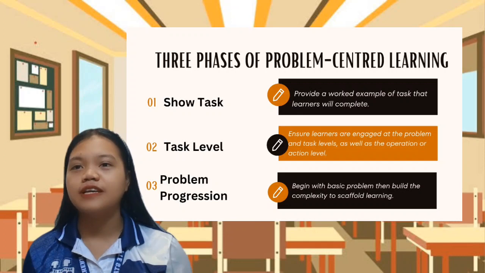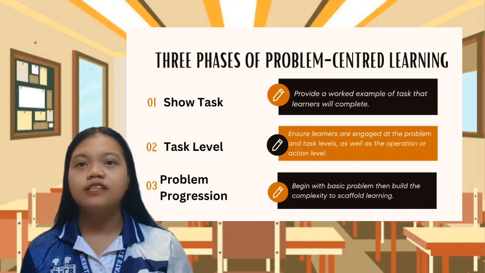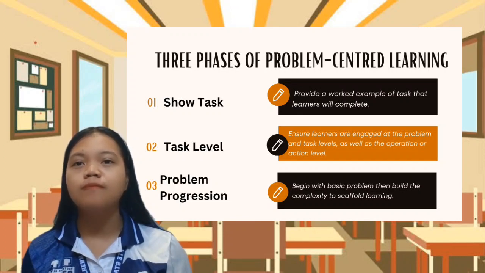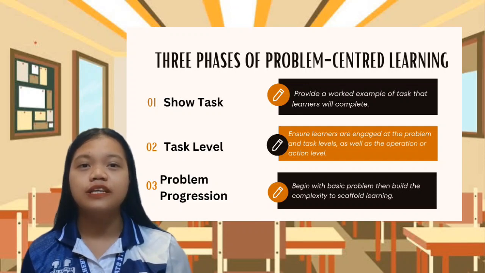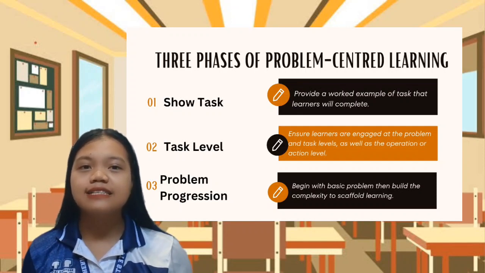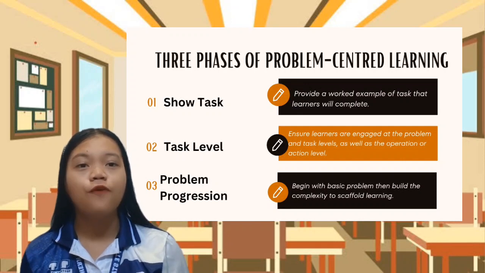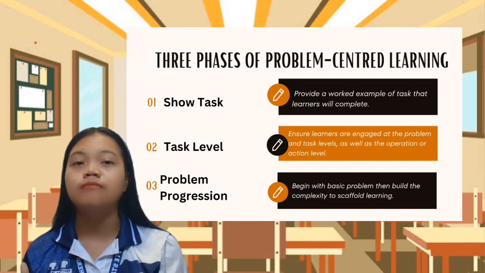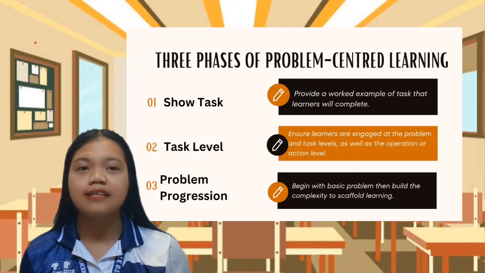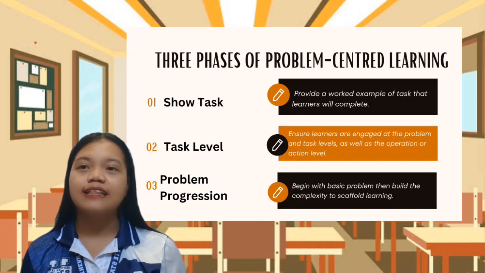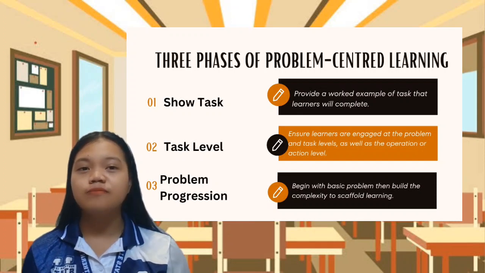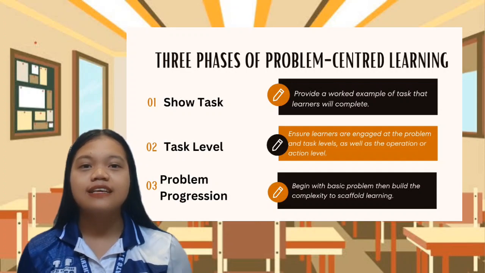So the second phase is the task level. It ensures learners are engaged at the problem and task level, as well as the operation or action level. So ensuring engagement at the problem, task, and action levels is crucial for effective learning. At the problem level, students need to understand the underlying issues or challenge they are facing. At the task level, students must comprehend the specific task they need to perform to address the problem.